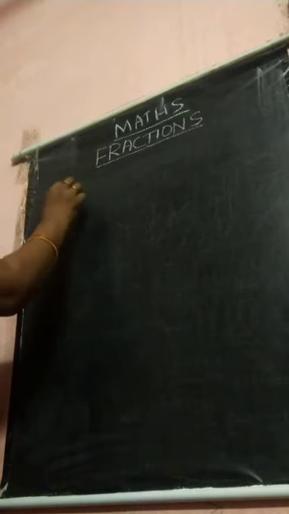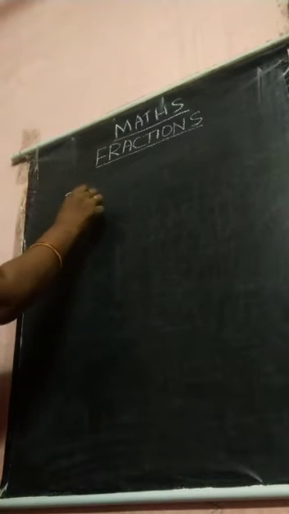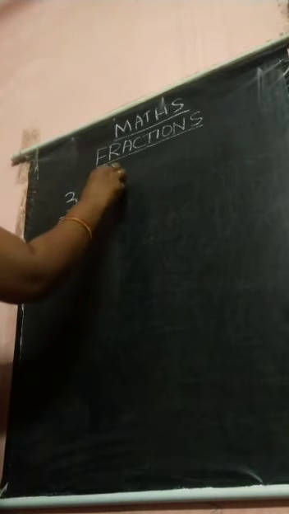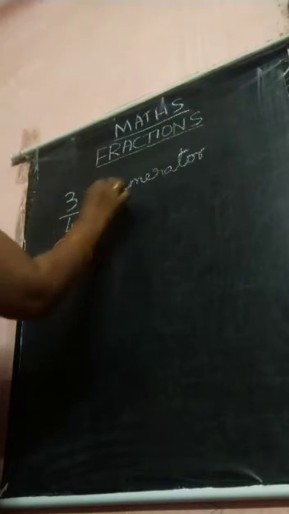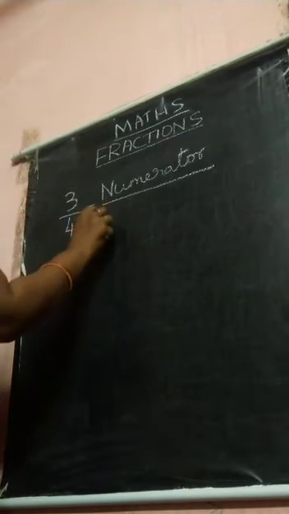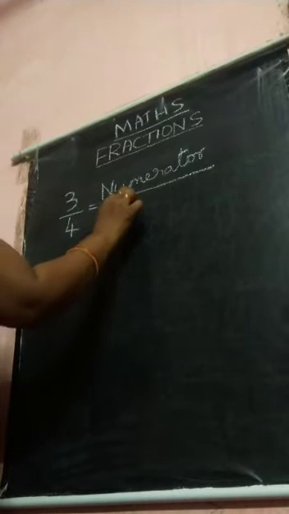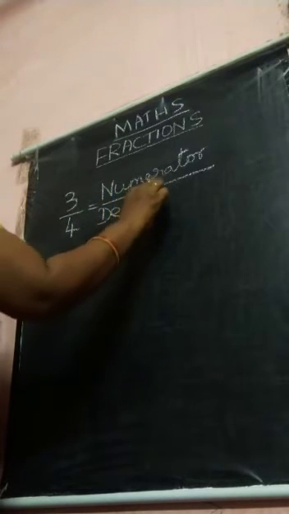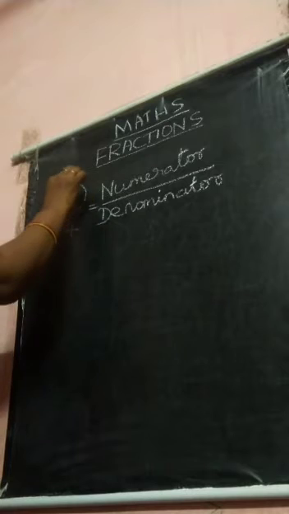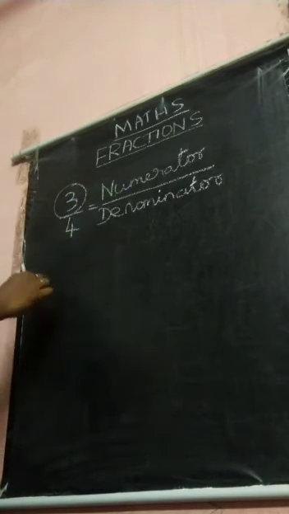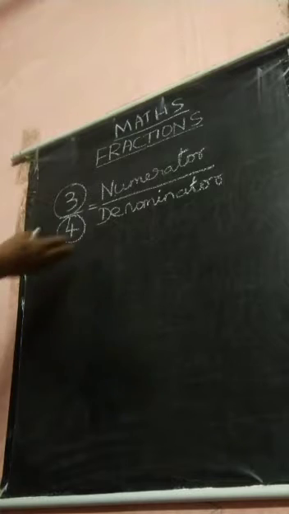In 1 by 4, the up number is called the numerator, and the below number is called the denominator. The up number is numerator, the down number is denominator.